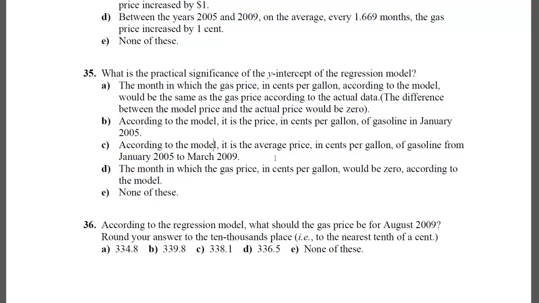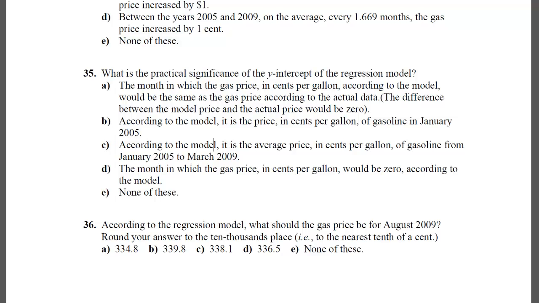And so I'm looking at this. It looks like it's letter B again. It looks like we're running into a string of B's here. According to the model, it is the price in cents per gallon of gasoline in January of 2005. I agree with that. That is correct.